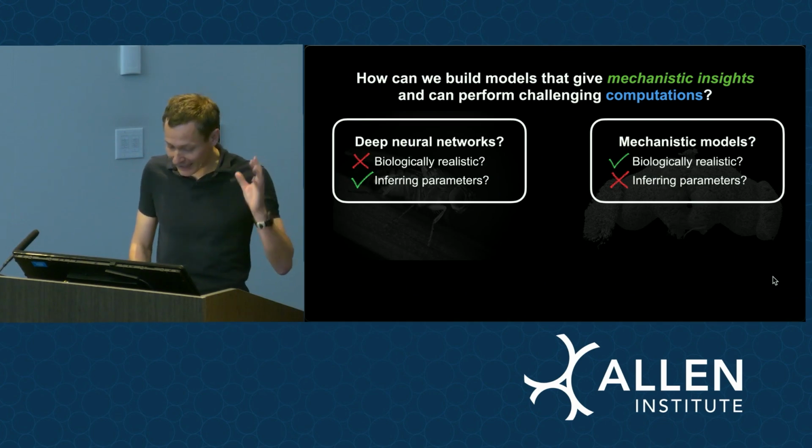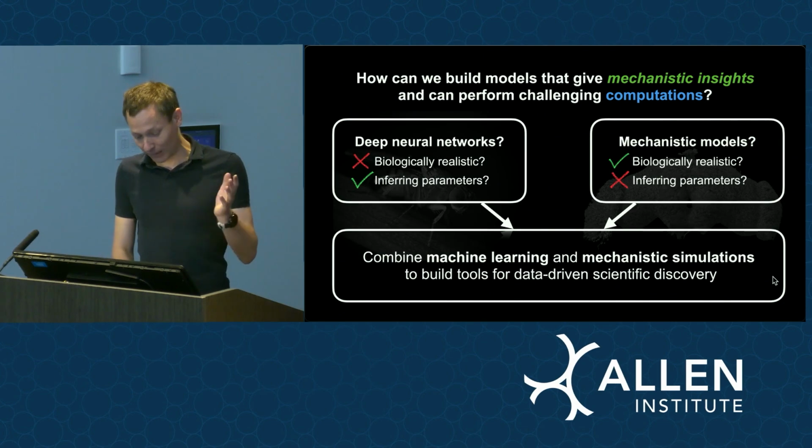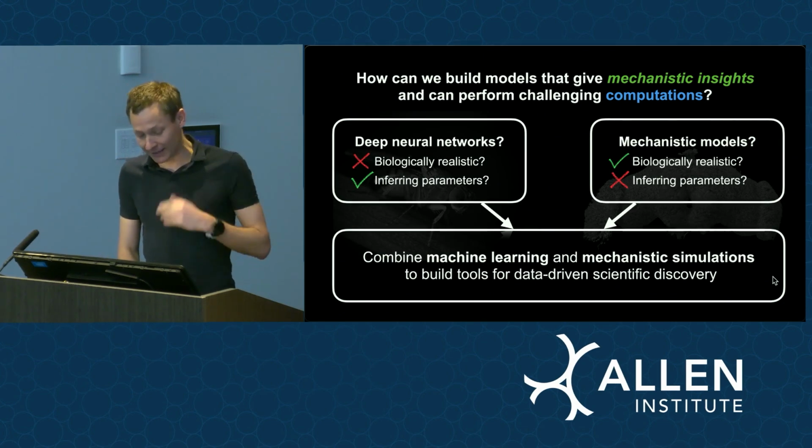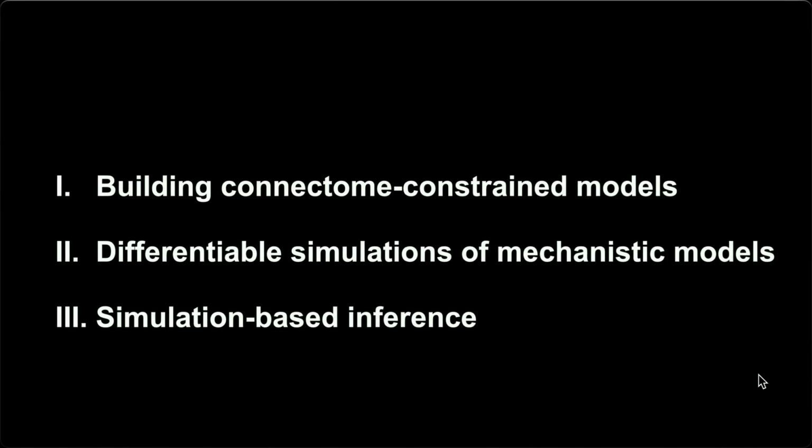So the high-level mission of our group is to think about how we can combine these two approaches, to combine ideas from machine learning and mechanistic simulations, to build tools for data-driven scientific discovery, with a focus on neuroscience, but I will also show some examples from other disciplines, in particular from physics. I will talk about three examples. The first one is a project with Srini Turaga's group on building connectome-constrained models. And then I will talk about two technical contributions. One is differentiable simulators, and the second one is simulation-based inference methods.